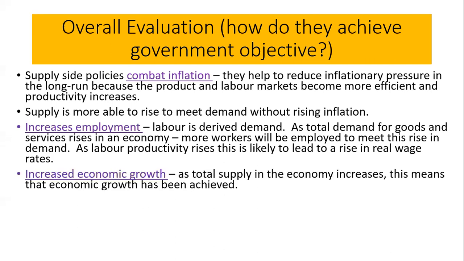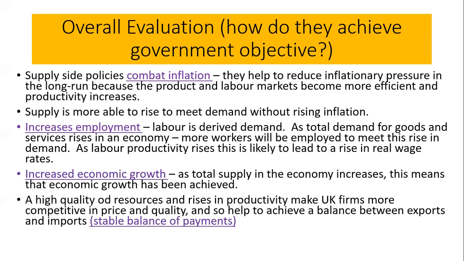Increased economic growth. As total supply in the economy increases, this means that economic growth has also been achieved. So if the government is successful in increasing the supply of the economy, they will also see an increase in economic growth. The country has grown, GDP has risen because there is an increase in the amount of goods and services produced. High quality of resources and rises in productivity make UK firms more competitive in price and quality. And so that helps to achieve a balance between the exports and imports, a stable balance of payments.